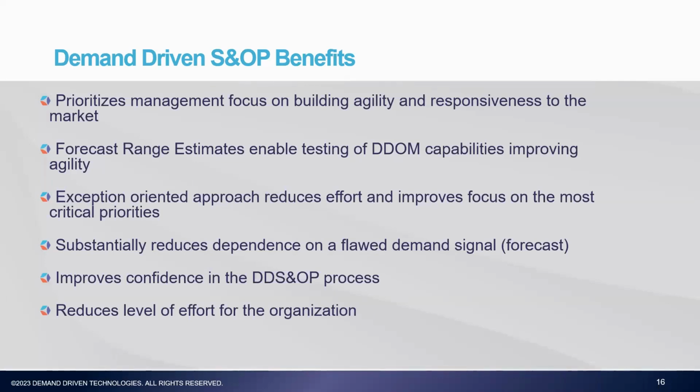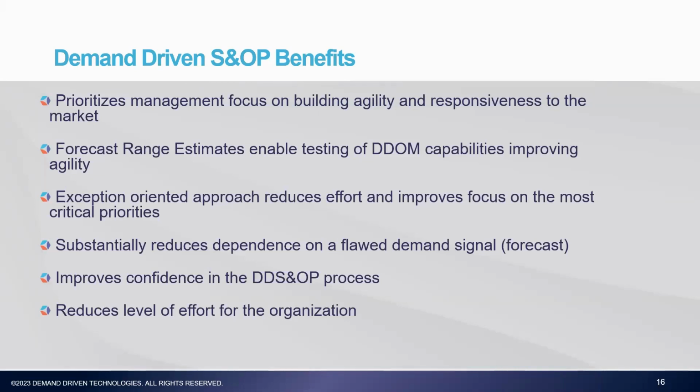Range estimates through the use of a digital twin environment, where you can test different scenarios, give the ability to get a better understanding of what your operating model can really stand up to. That exception-oriented approach that I've been harping about really does reduce workload and effort, gives us the ability to focus on what's most critical. And I think prioritization in difficult times like we've been through is really what we care the most about. We are reducing our dependence on a flawed signal.